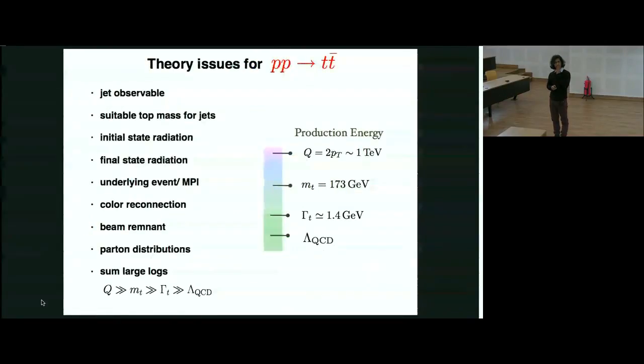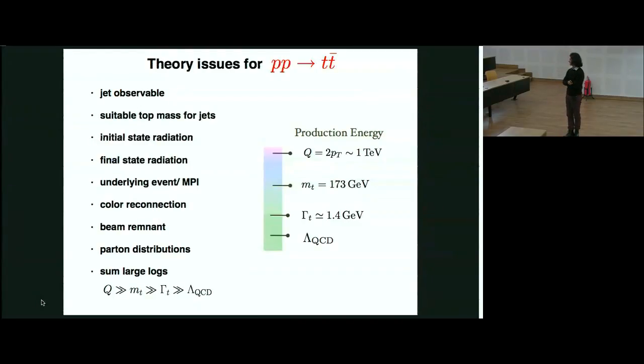So here what I'm illustrating is the theory issues, the list of issues one would face when one tries to tackle this problem. We first need to define a jet observable. What is the observable that we are going to measure? And we need to be able to control what scheme we are measuring the observable, the top mass, in. There will be a problem of initial state radiation, the final state radiation.